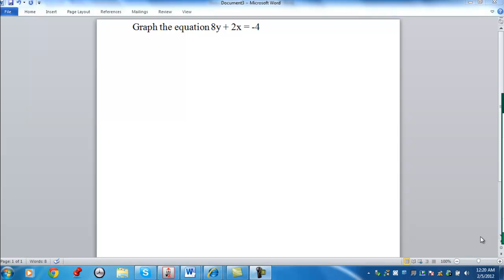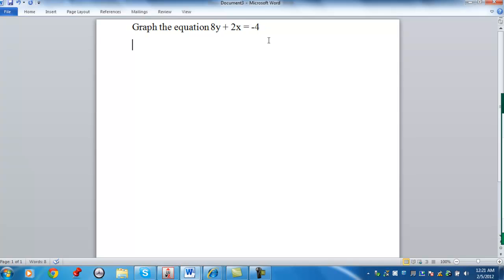Hello, my name is Tim Manzke, and I'm going to show an example of graphing the equation 8y plus 2x equals 4. I'm going to use some different techniques to find ways to graph the equation. Different instructors will ask you to graph an equation using a variety of different techniques, so I will go through them to help you have a better understanding of how to graph linear equations.